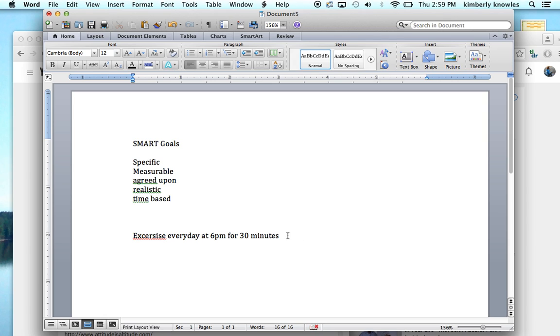Do you see how this is a good goal, except for one thing? It is time-based in the fact that it has a time that I'm doing it and it's a certain amount of minutes, but I need to set a guideline. Exercise every day at 6 p.m. for 30 minutes until January 1. And am I going to do this every single day? That's not necessarily realistic. So see how you can revise your goals, keep reading them over, continue looking at the guidelines, and don't be scared to revise.